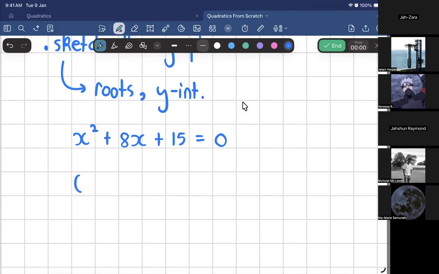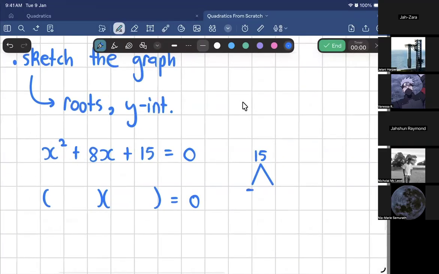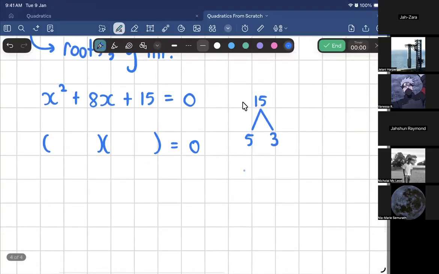So we're going to open up two pairs of brackets, put that equal to 0. Then we're going to break down the 15 into its factors. Right, what factors did you come up with? 5 and 3. Right, when you add 5 and 3, what do you get? 8. Right, so what do you write in this bracket? X plus 5. And then X plus 3.